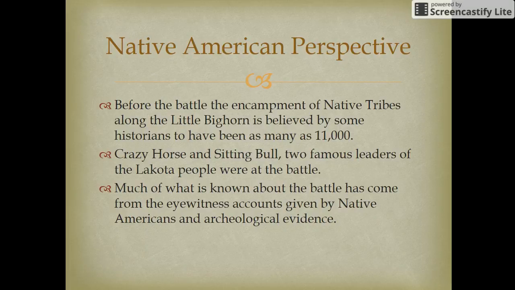From the Native American perspective, remember, we are trying to get a perspective on a historical event from multiple perspectives. We want to see what the battle was like from an eyewitness perspective from the native tribes that participated in the battle, and also from the cavalry soldiers' perspective.